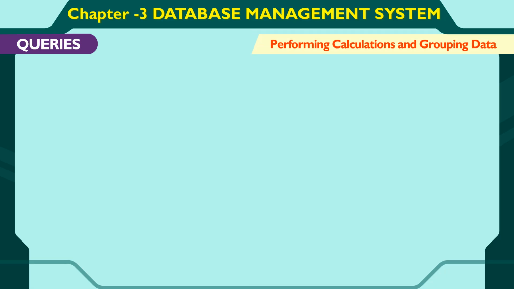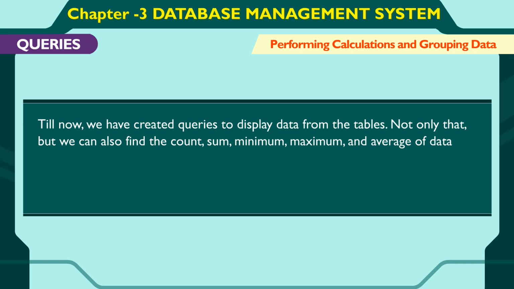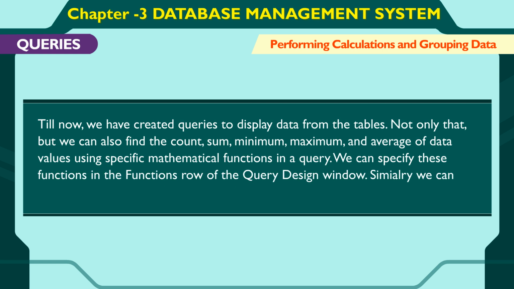Performing calculations and grouping data. Till now, we have created queries to display data from the tables. Not only that, but we can also find the count, sum, minimum, maximum, and average of data values using specific mathematical functions in a query. We can specify these functions in the Functions row of the Query Design window. Similarly, we can group data using the Group function.